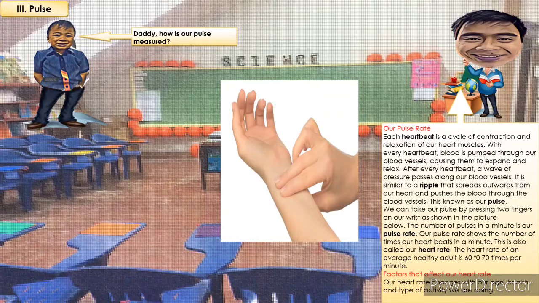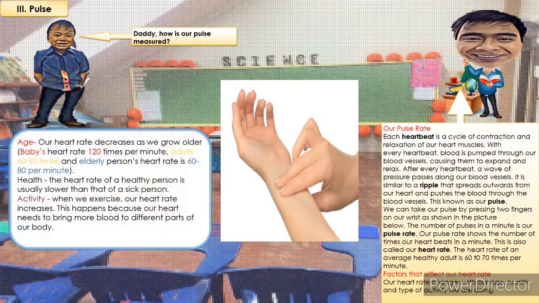Our heart rate changes with our age, health, and type of activity we are doing. Our heart rate decreases as we grow older. Baby's heart rate is 120 times per minute. Adults' heart rate is 60 to 90 times, and elderly person's heart rate is 60 to 80 per minute.